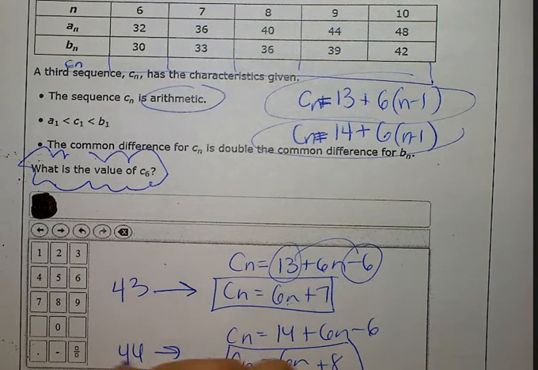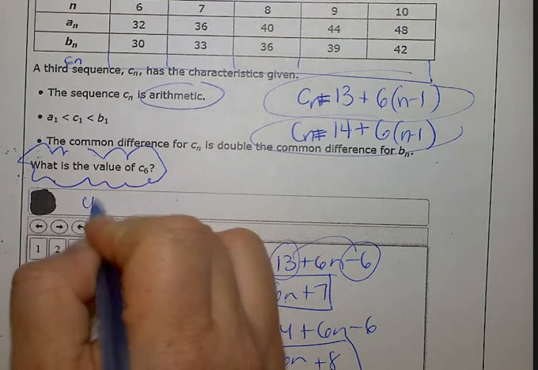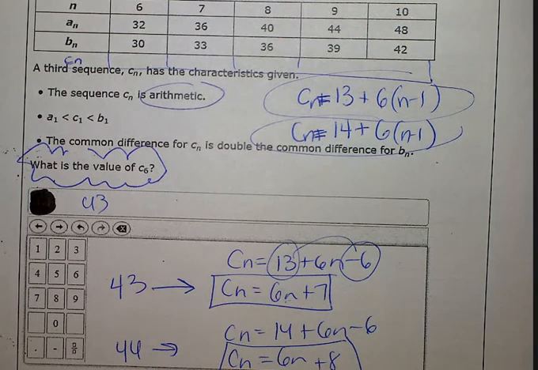So if you chose to put 43 down, that could work. What if you chose to put 44 down? That could work as well. Those are both acceptable answers. 43 is an acceptable answer, as is 44.